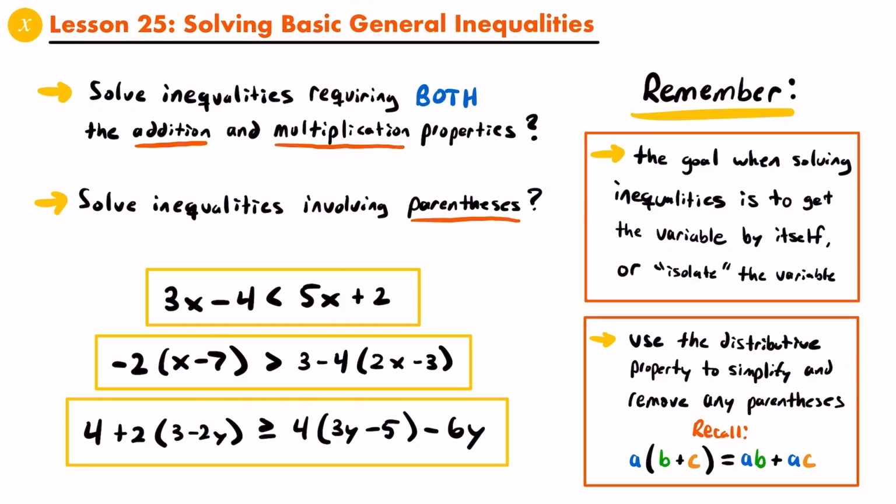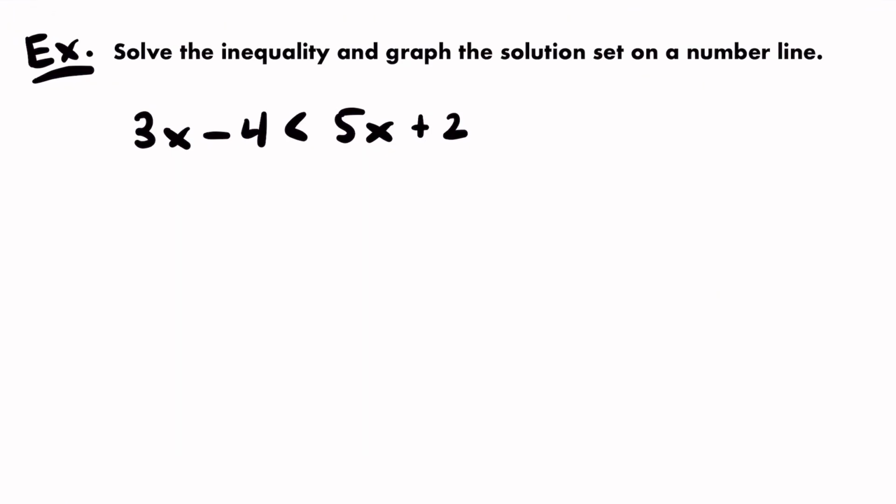Let's take a look at our first example, or our first inequality, which is this one right here. In this example, we want to solve the inequality and then graph the solution set on a number line. All right, and our inequality is 3x minus 4 is less than 5x plus 2. Okay, so what I noticed first about this inequality is that there are multiple instances of the variable x. We want to isolate and solve for that variable in order to solve the inequality. So we want to try to combine those terms so that we only have one variable to solve for.